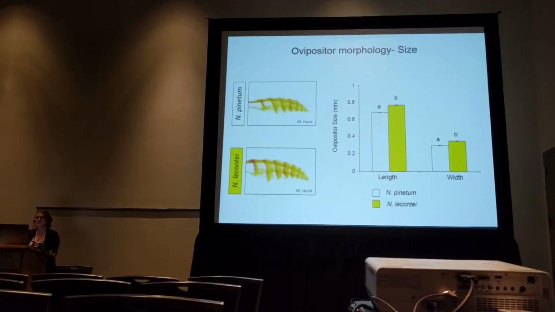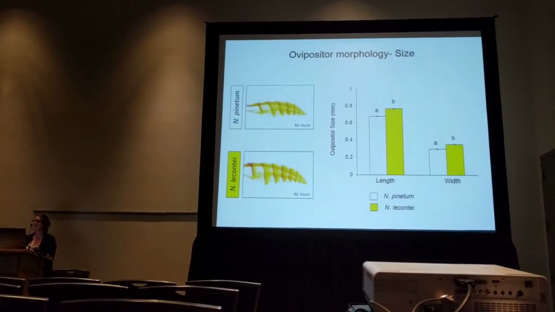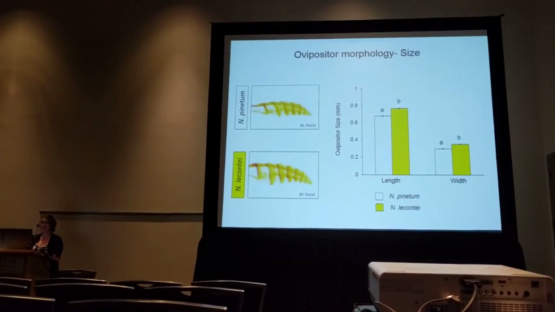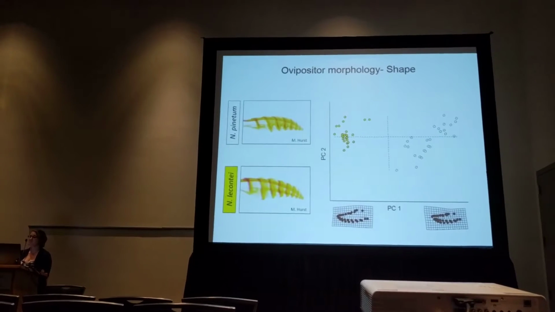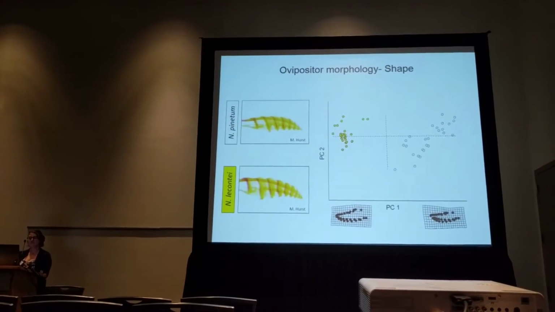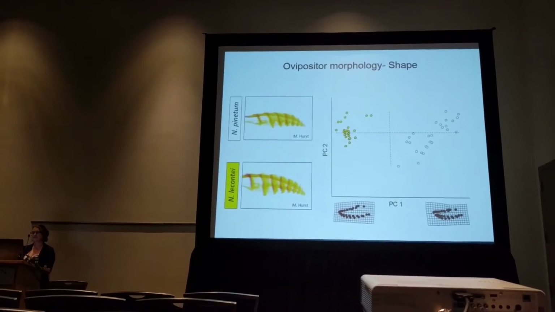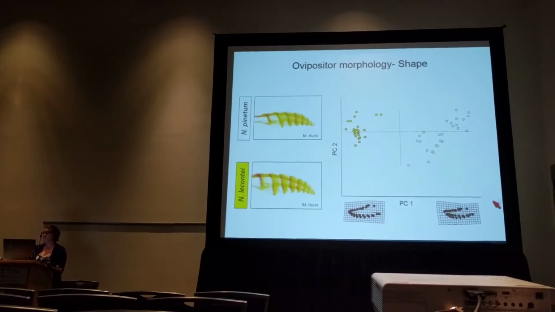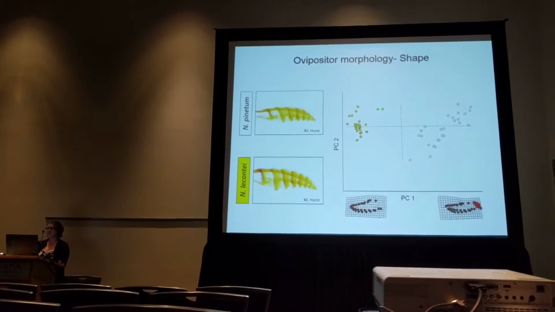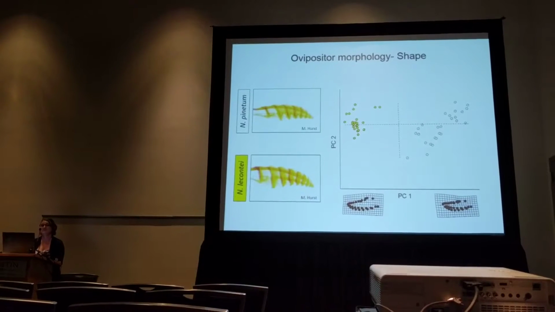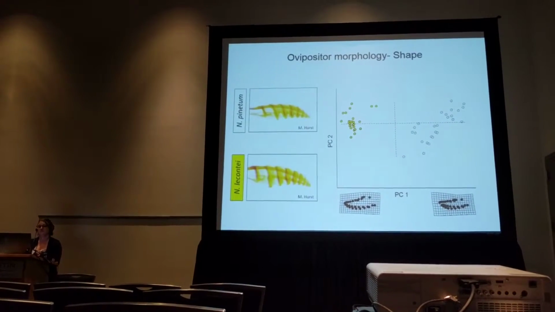We were also interested in ovipositor morphology and egg morphology in addition to behavior. And we find that Pinedum has both shorter and narrower ovipositors. We then used geometric morphometrics to look at the shape differences between Pinedum and Lecontii's ovipositors. And this right here is the plot from the principal components analysis, with the warp grids down here showing the change in shape along PC axis 1. And that change in shape really refers to the curvature of the ovipositor.